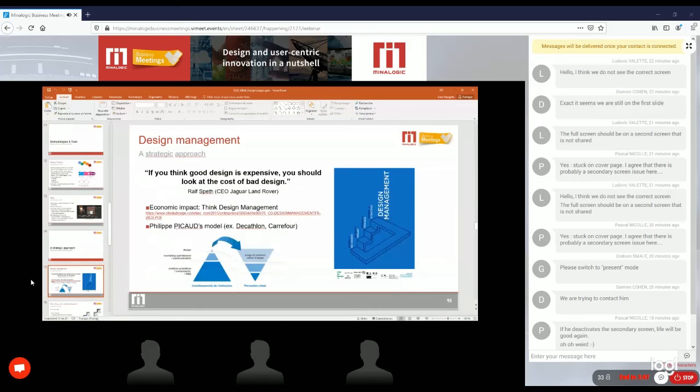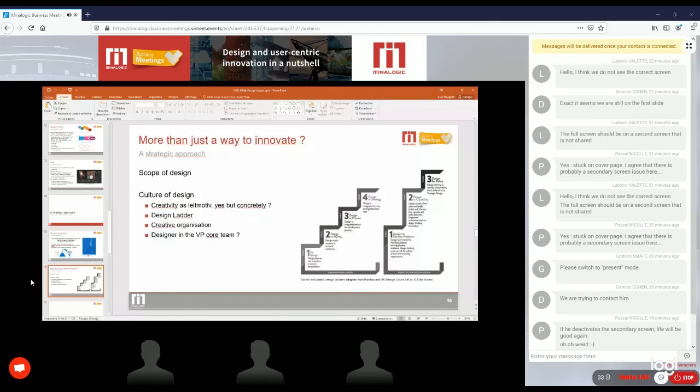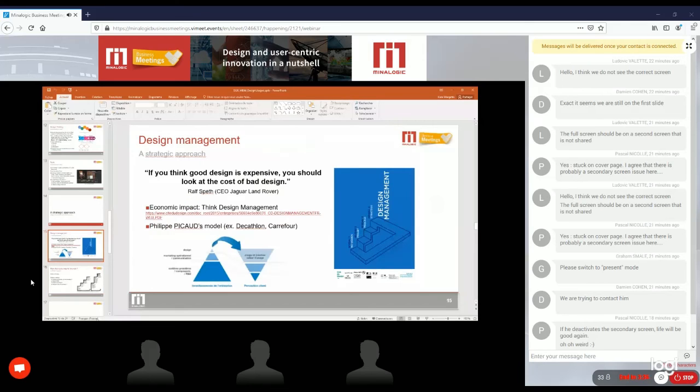And we know now that design brings an economic impact for enterprises. As someone said, if you think good design is expensive, you should look at the cost of bad design. We know that design has an economic impact, and I would suggest you download the design management booklet that CTD Design has written for the government, which details all the economic aspects and impact for the enterprise.